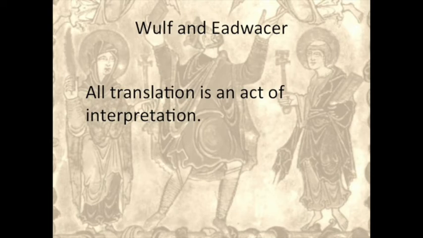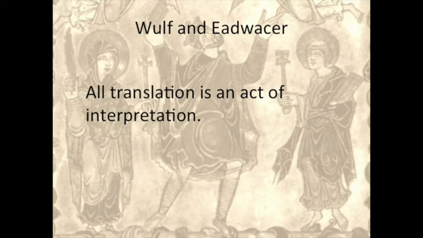So in a sense, rather than thinking of Wulf and Eadwacer as a single unified poem, it's really a multitude of poems. Every translator, and to some degree every reader, is going to come up with a different way of reading this poem, a different way of thinking about this poem. That's not a bad thing, by the way, but it is something that we should at least be aware of. Anytime we're dealing with a translated work, we're sort of at the mercy of the person translating it for us.